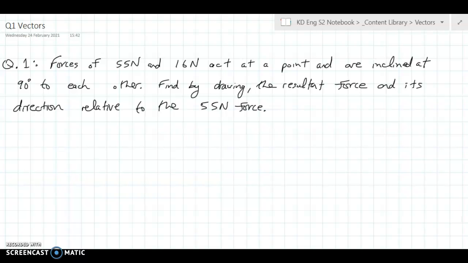Question 1. Forces of 55 newtons and 16 newtons act at a point and are inclined at 90 degrees to each other. Find by drawing the resultant force and its direction relative to the 55 newton force.